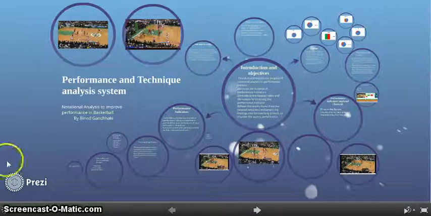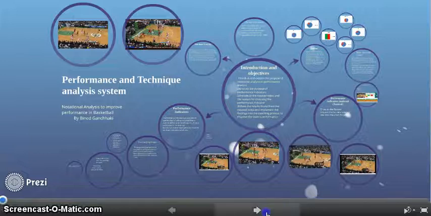Performance and Technical Analysis System. Notational Analysis to Improve Performance in Basketball by Bernard Ganchaki.